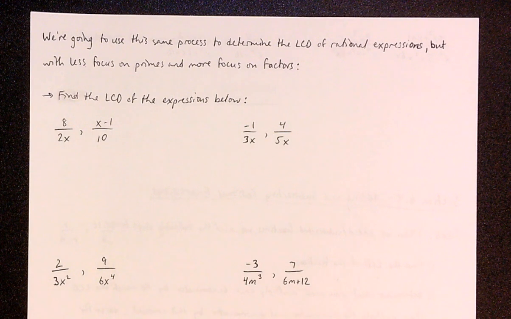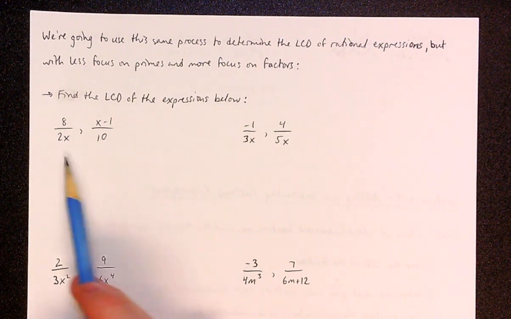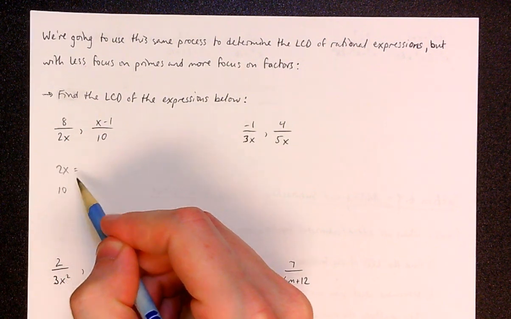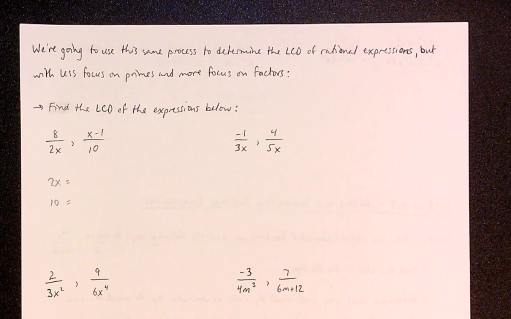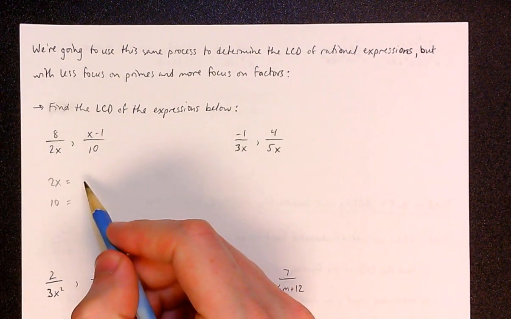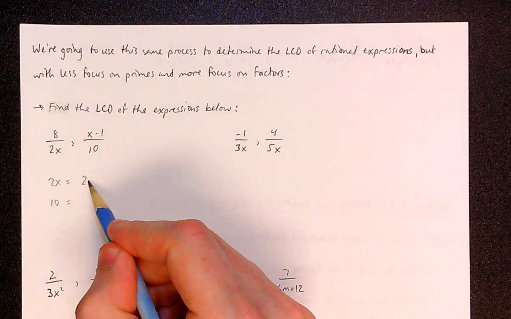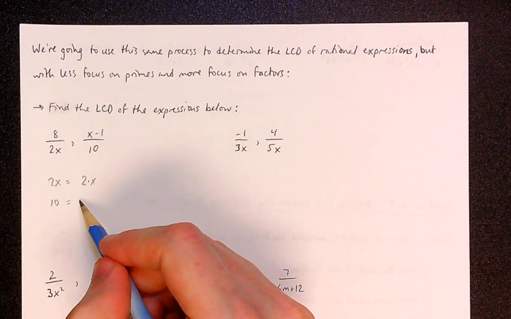So the first one here, 8 over 2x and x minus 1 all over 10. So we want to find the LCD of these two rational expressions right here. So again, I'm going to take these two denominators and write them each as a product of things that cannot be broken down any further. So the 2x is just 2 times x. We can't break down the 2 any further, and we can't break down the x any further. So it's just 2 times x. The 10 we can rewrite as 2 times 5.